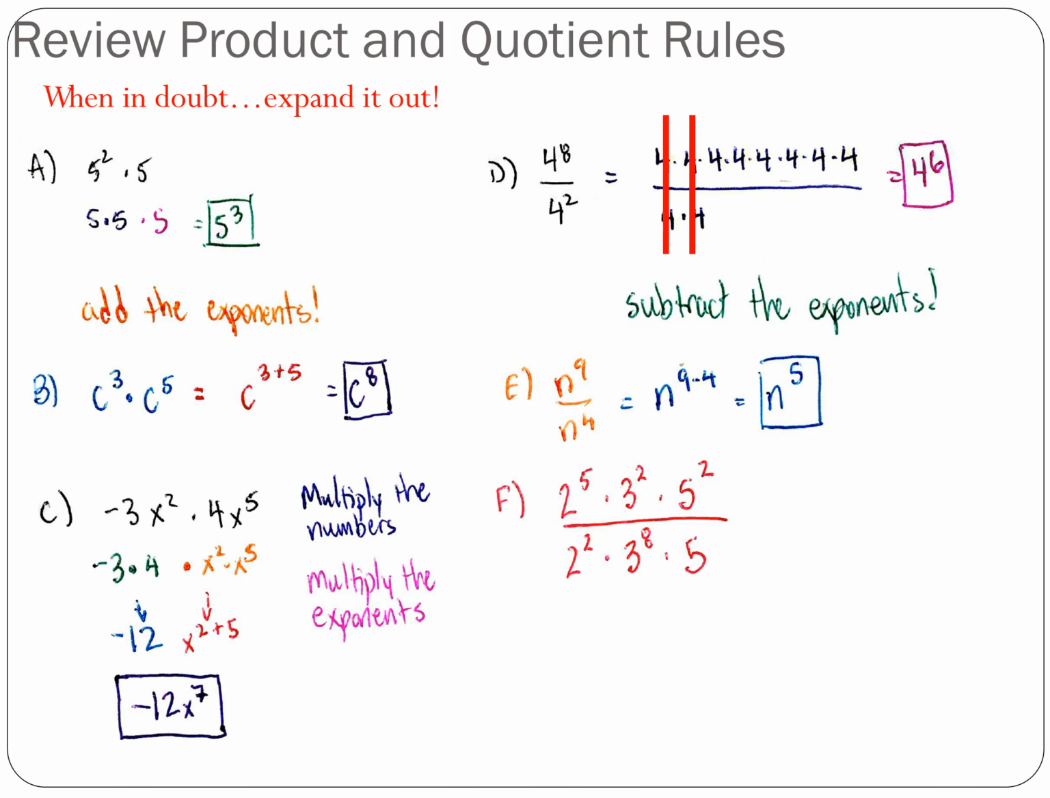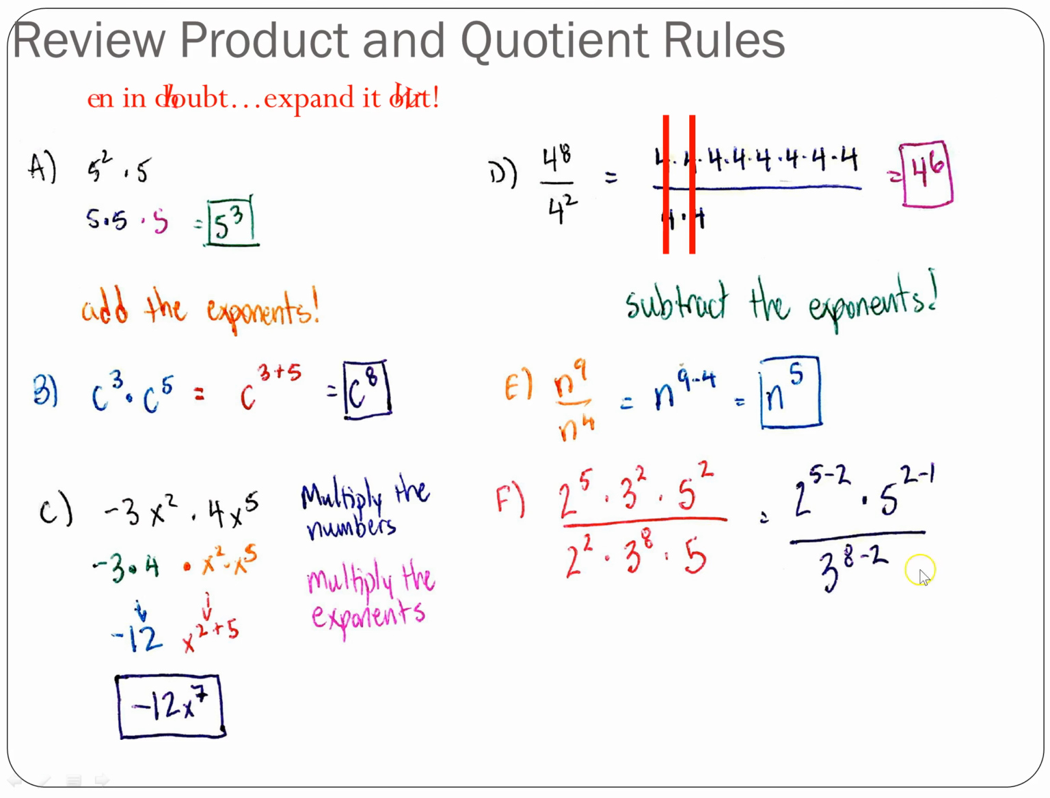Let's take a look at example F. Now, this looks really complicated. So let's just take this step by step. All right, the 2's. If you worry about the 2's together, the 5 is larger, so that's going to remain in the numerator. Now for the 3's, the 8 is larger, so that remains in the denominator. And for the 5's, the 2 is larger than the 1. Remember, when there is no exponent, just like we saw in example A, that exponent is a 1.